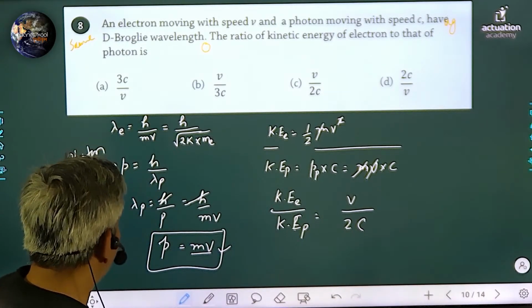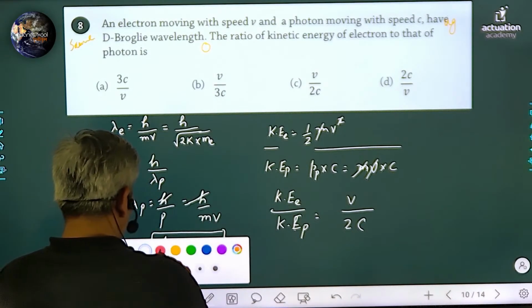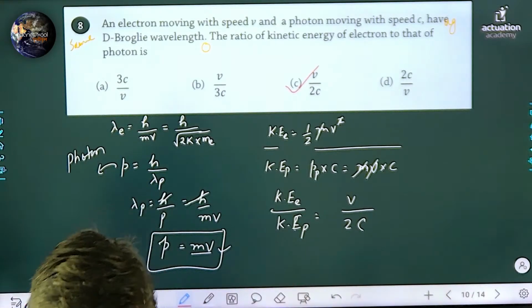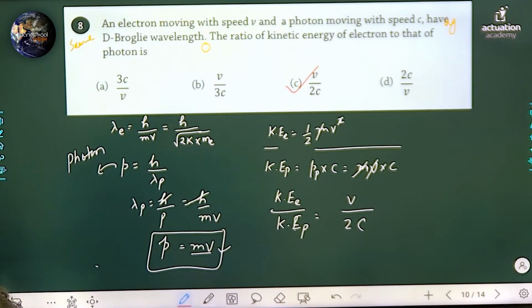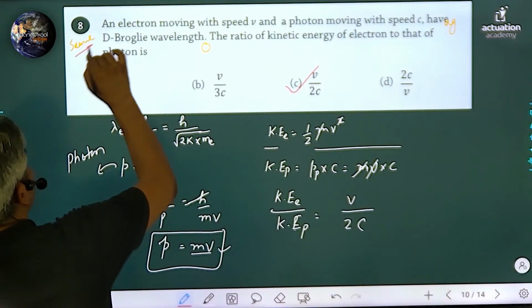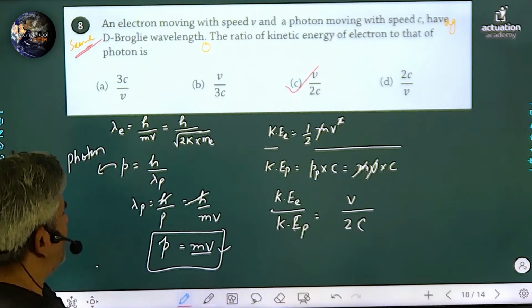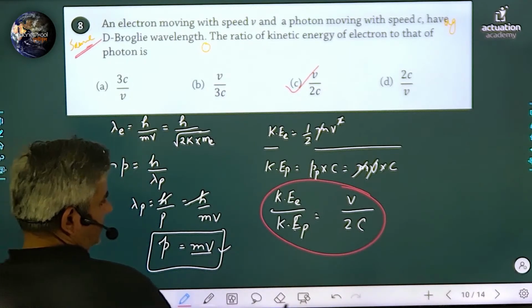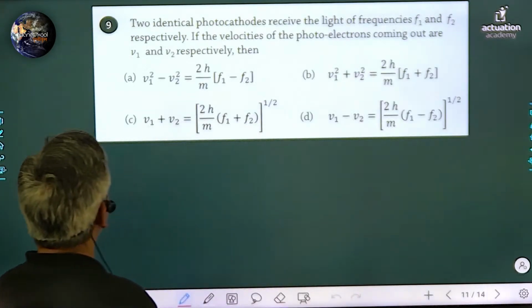Let me check if this is the right one. I think the option is given here, and if I have done it right, then yeah, this was the question actually. So v by 2c, so option number C is correct. Now let's move to the next question.